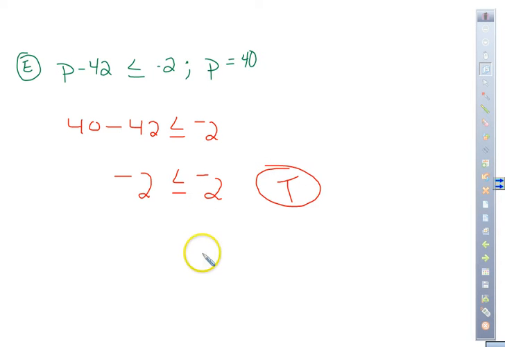Now, something you have to be very careful with in doing the integers. Let's say this was negative 3 is less than or equal to negative 2. Would that still be true? In this case, it is, because negative 3 is less than or equal to negative 2, thinking of your number line. If it were negative 1 being less than or equal to negative 2, then this would be false, because negative 1 is larger than negative 2. So be very, very careful on our integers.